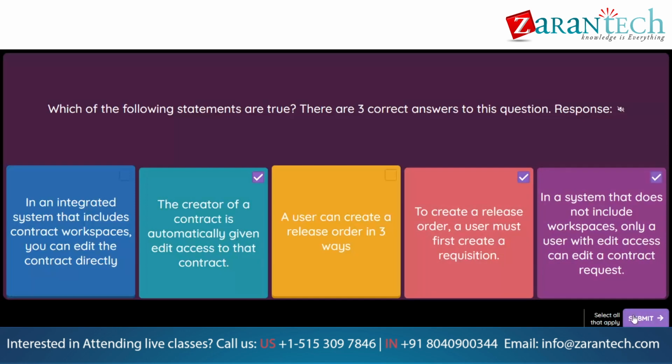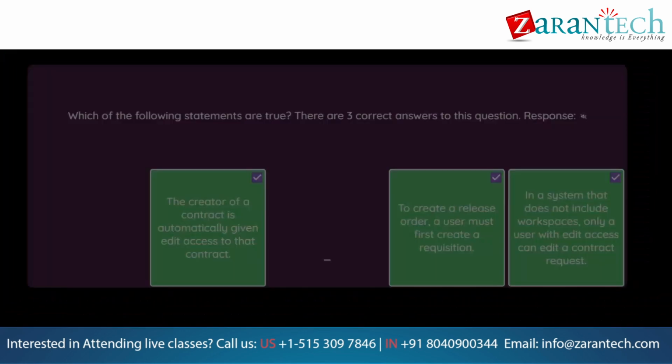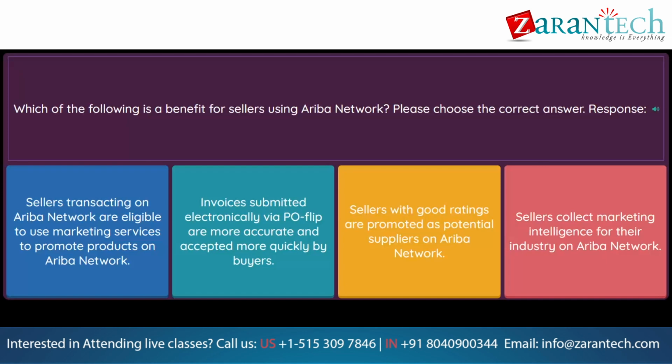Question: which of the following is a benefit for sellers using Ariba network? Please choose the correct answer. Response: Option 1. Sellers transacting on Ariba network are eligible to use marketing services to promote products on Ariba network. Option 2. Invoices submitted electronically via DotCom are more accurate and accepted more quickly by buyers. Option 3. Sellers with good ratings are promoted as potential suppliers on Ariba network. Option 4. Sellers collect marketing intelligence for their industry on Ariba network.